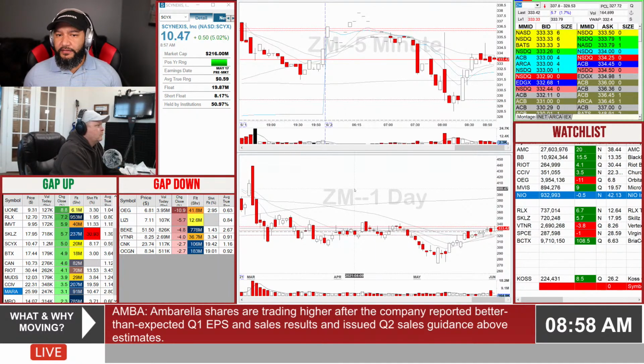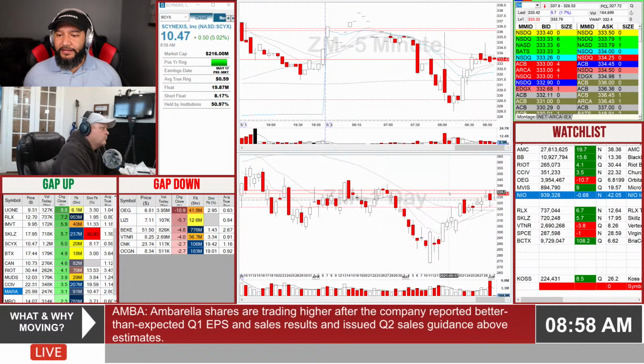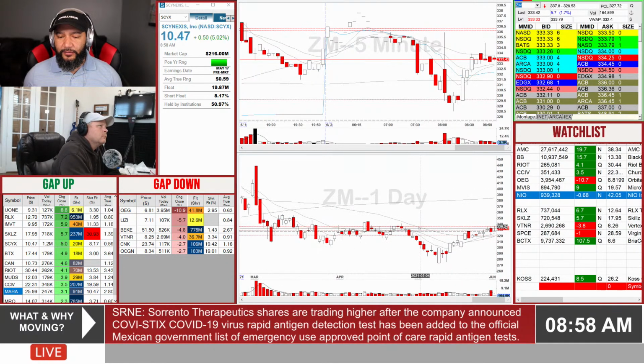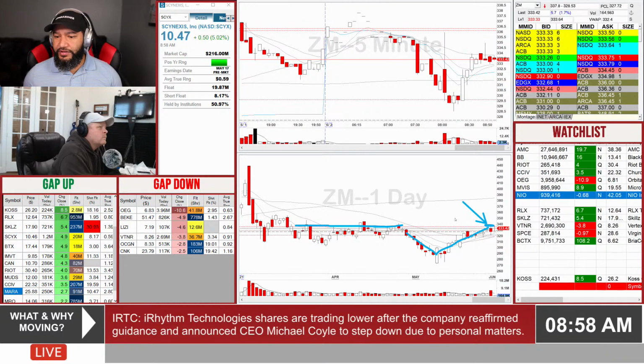ZM, Zoom has a nice daily, guys. Has a nice daily. Possible breakout. They've been beat up quite a bit over all of May, coming back a little bit here, stalling at an area where they have some great resistance. So it's going to take a lot for them to break out of this 340-ish area.